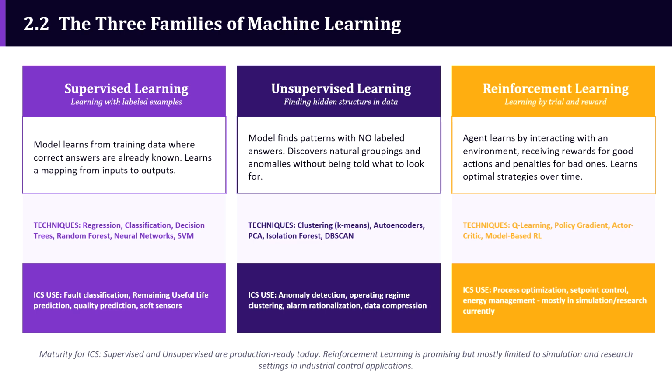Reinforcement learning is the most exciting and the least mature for industrial control system applications. It learns through trial and error with a reward signal. DeepMind famously applied reinforcement learning to reduce cooling energy in Google data centers by 40%. There is active research in applying reinforcement learning to process control, but the safety challenges are significant. A reinforcement learning agent exploring suboptimal actions in a real chemical plant is not acceptable. For now, reinforcement learning in ICS is mostly limited to simulation environments and digital twins, which we'll cover in Module 8.